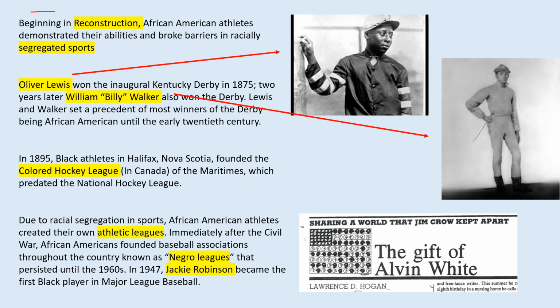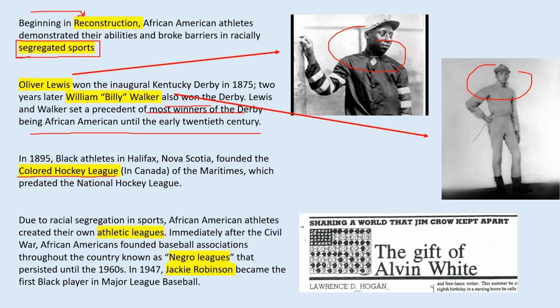And we're first starting out with Reconstruction, as they're talking about all of these segregated sports since the end of slavery, starting with segregation. And in the 1800s, we're looking at primarily two jockeys, which is a horse race, Oliver Lewis and William Billy Walker, who would win the Kentucky Derby, as it mentions down here. Most winners of the Derby being African American until the 20th century.